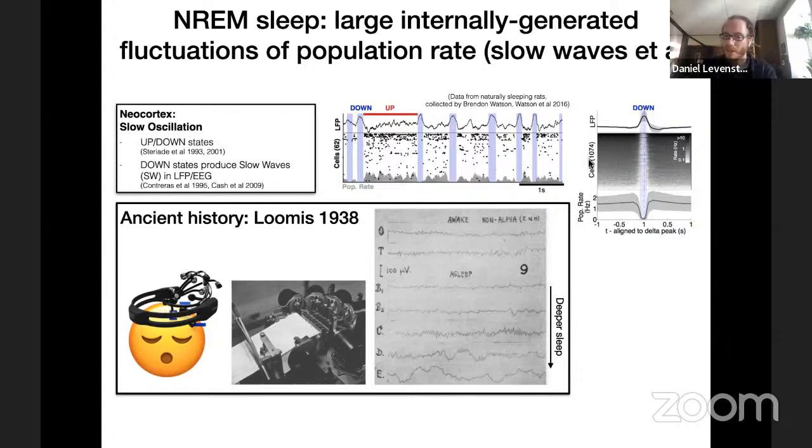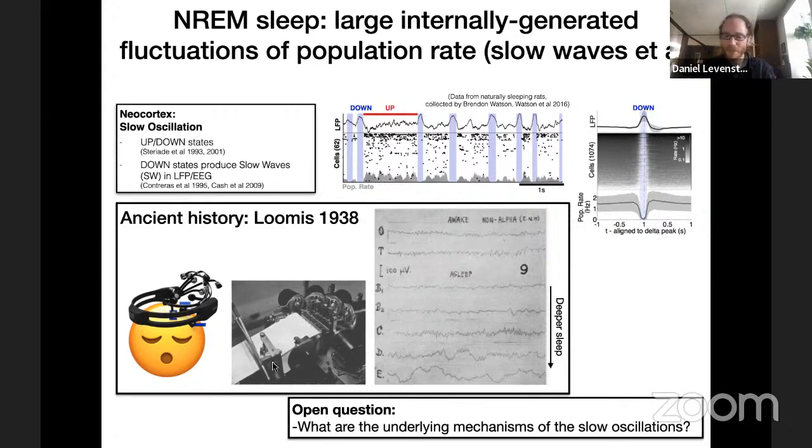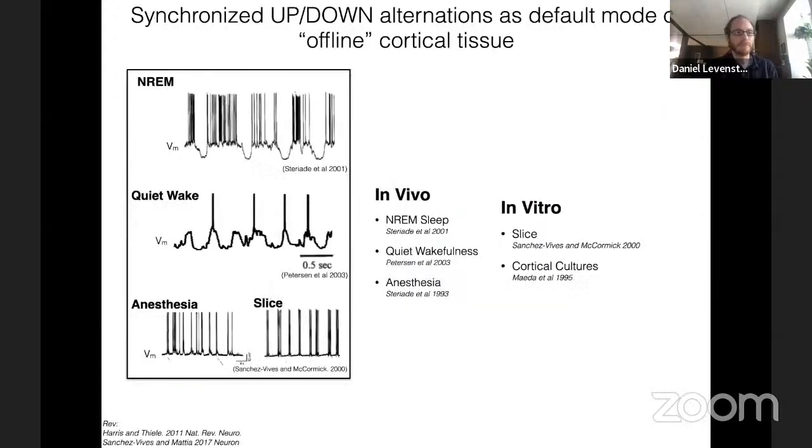Now, when we look at all of the neurons in the data set, when you align their spiking to the positive peak in the LFP, you see basically that all the neurons stop spiking. So these are our up and down states, which correspond to the slow waves in the LFP. But there's this big open question, which is, what are the underlying mechanisms of these slow oscillations? And so this is what we wanted to tackle during my PhD.